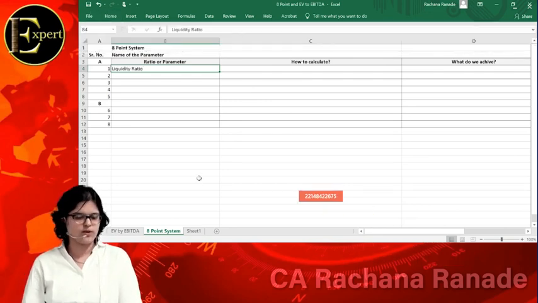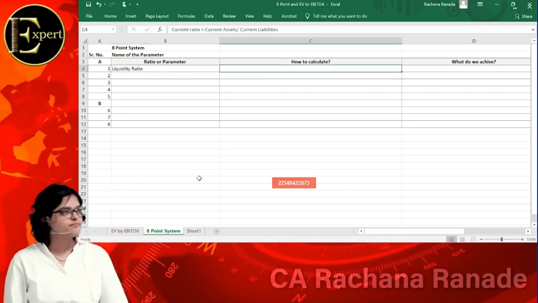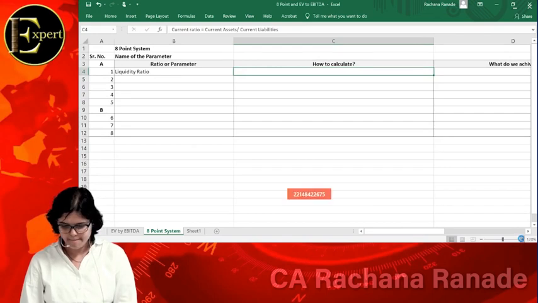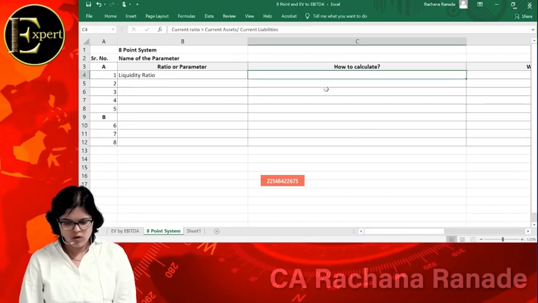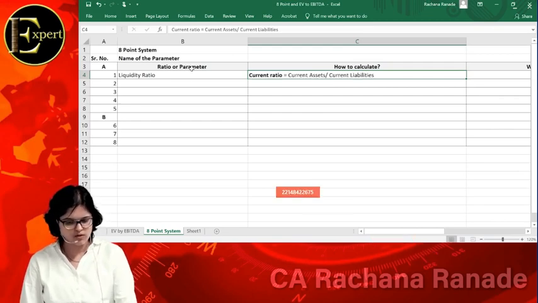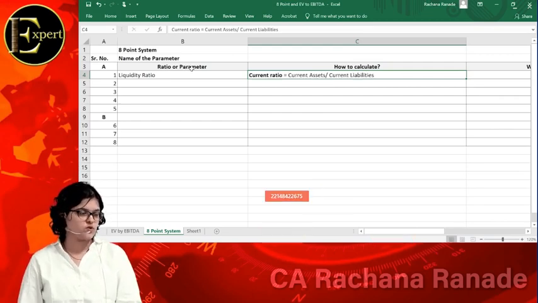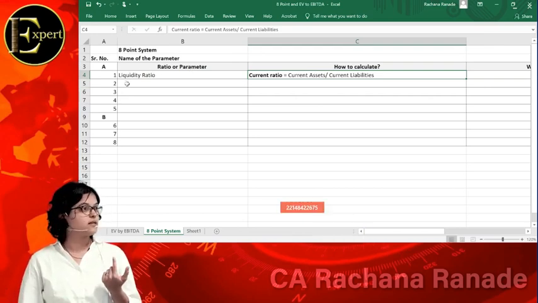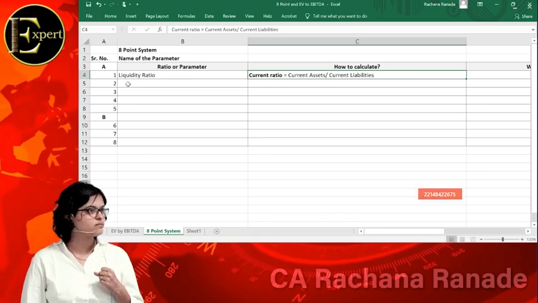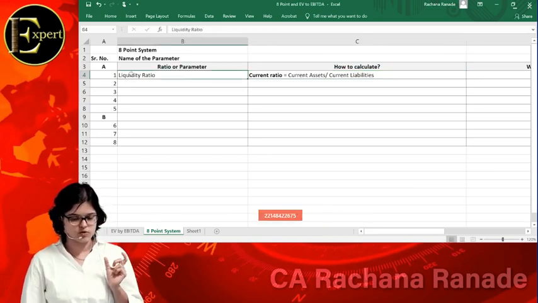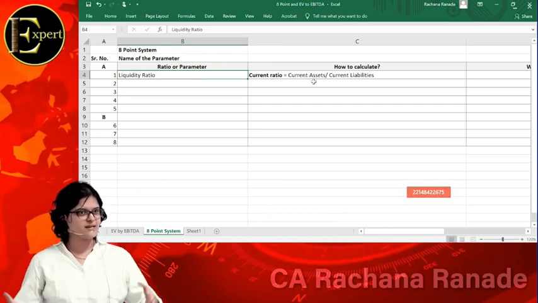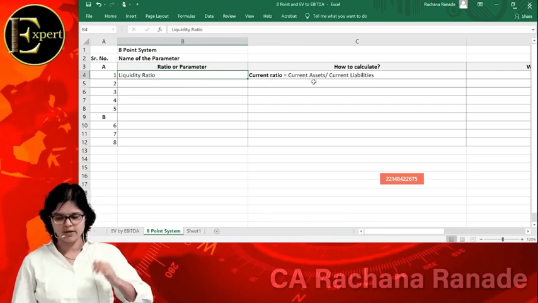Okay, the first ratio is liquidity ratio. We'll take this as a quick revision also. What was the name of the ratio, by the way, which we talked about? Current ratio. Right now I'm not telling you directly the name of the ratio. What does it tell us? It tells us about the liquidity position of the company. So the very first one is current ratio. Here we are just summarizing it up. So you can write down current assets upon current liabilities.